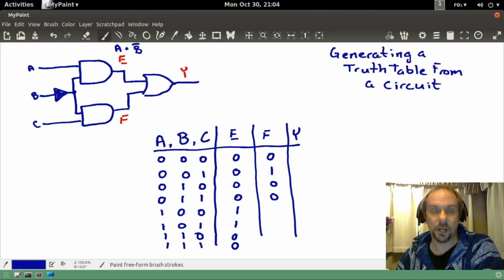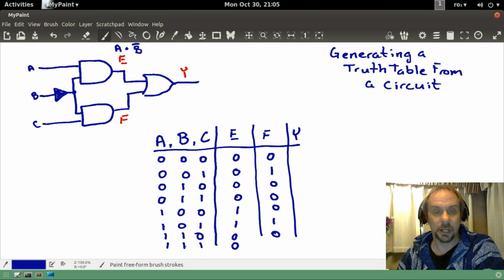B is 0 here, negated for a 1, but C is 0, so anything and 0 is 0. B is 0 negated to a 1. C is 1, so our output here, 1 and 1, is 1. B is 1 negated to a 0. 0 and 0, of course, is 0.